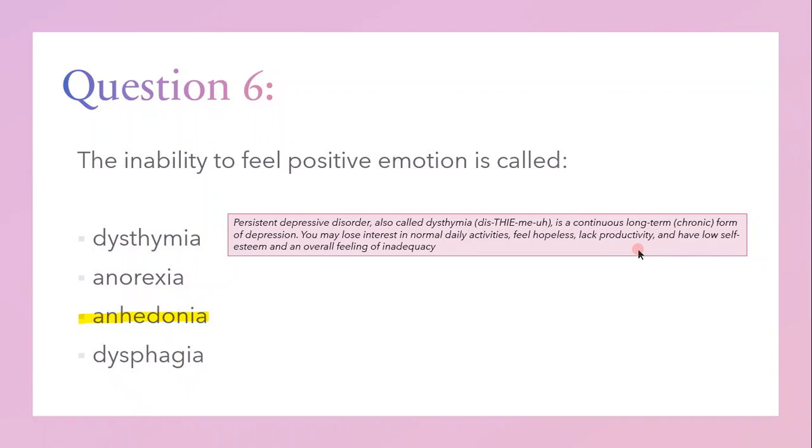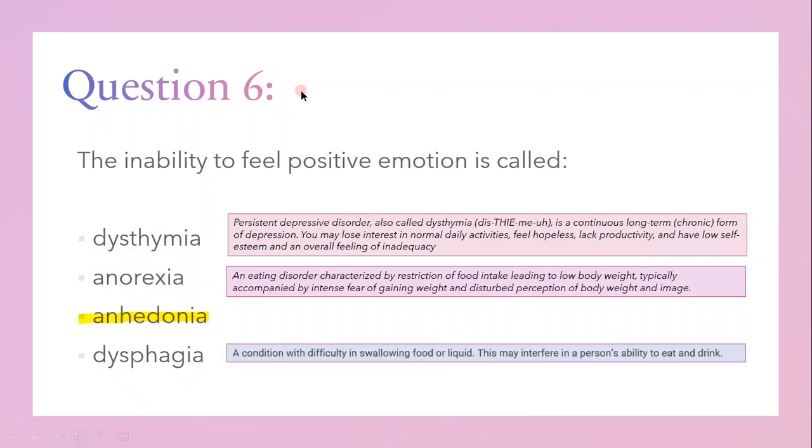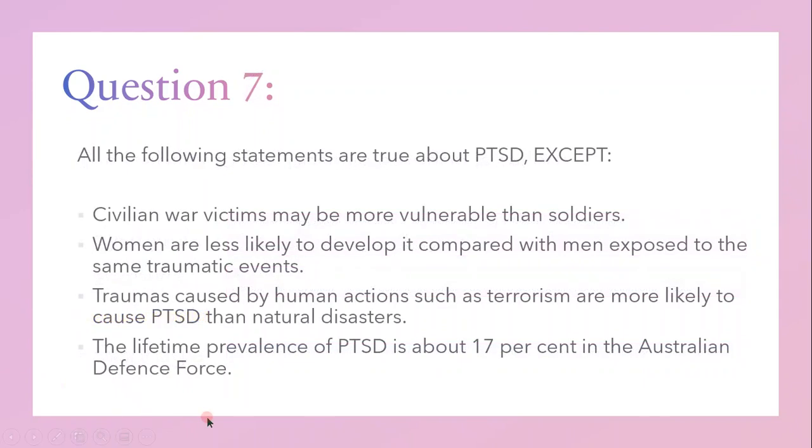So anorexia is an eating disorder characterized by restriction of food intake, leading to low body weight, typically accompanied by intense fear of gaining weight and disturbed perception of body weight and image. And anhedonia, well, it's the inability to feel positive emotion, and dysphagia is a condition with difficulty in swallowing food or liquid. This may interfere with a person's ability to eat and drink. Just think esophagus. Sort of sounds like dysphagia. So all the following statements are true about PTSD, except which one?